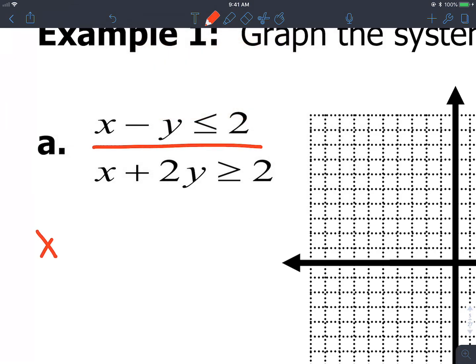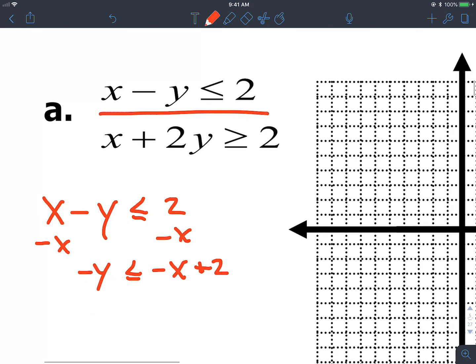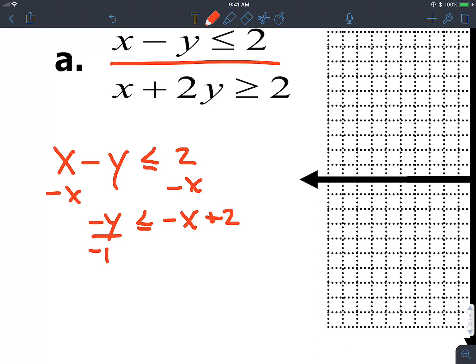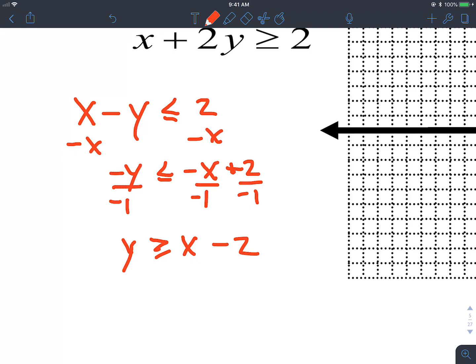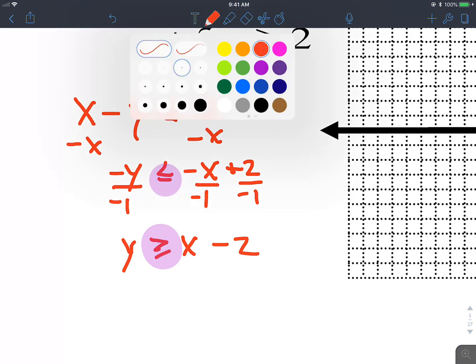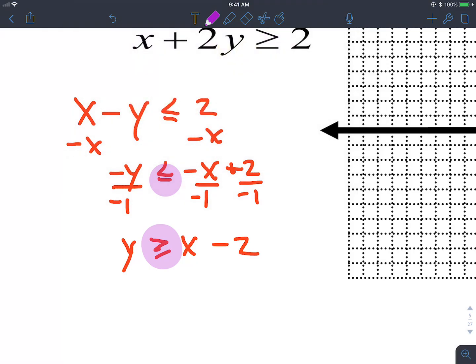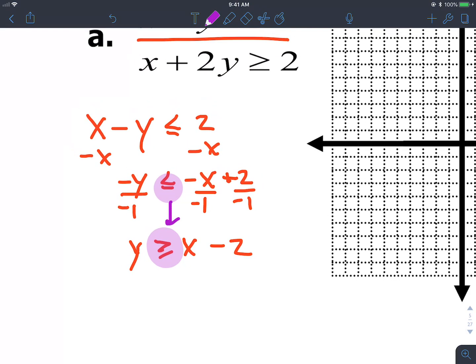So we have x minus y less than or equal to 2. We're going to subtract x, and that's negative y less than or equal to negative x plus 2. Then you have to divide everything by negative 1, which is going to flip all of the signs, and what I mean by all is also the inequality sign. Whenever you divide by a negative, your inequality sign is going to change. You might even want to highlight something, maybe draw a little arrow. Got to be careful, that'll affect the shading.